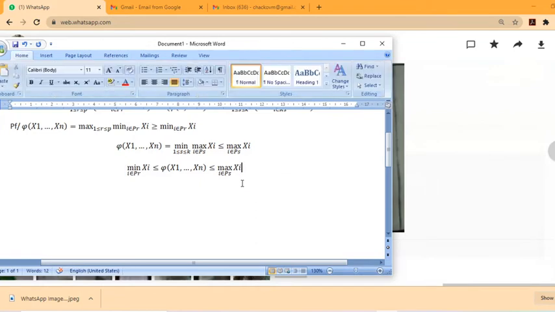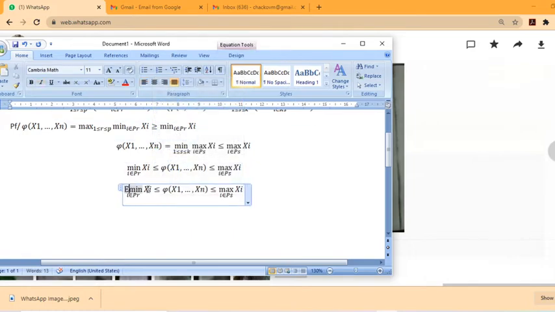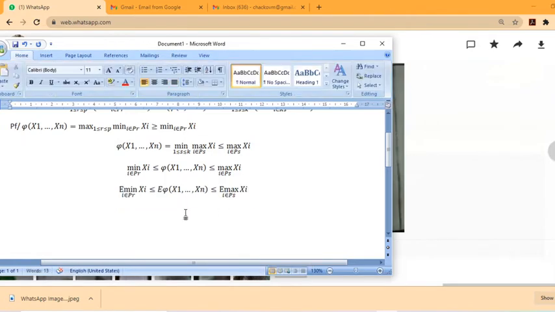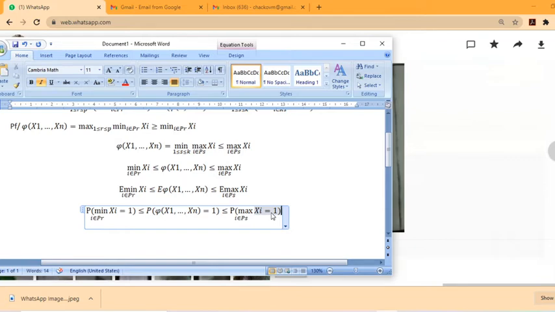So what will be the next step? Take the expectation on each side. What is expectation actually? These are all binary random variables, so we can write the expectation as a probability. This is the probability of this one equal to 1, and this is also the probability of the maximum of xi equal to 1. Okay, so we obtained one equation. Let us denote it as equation number 1.